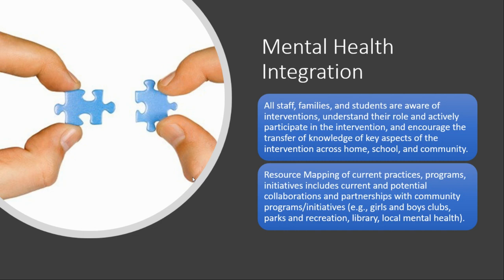Another strategy is resource mapping of current practices, programs, and initiatives, which includes current and potential collaborations and partnerships with community programs and initiatives. For example, the Girls and Boys Clubs, the Parks and Recreation, the library, the local mental health. So again, we want to ensure that we are using all of those resources and tools that are available to us. So we want to make sure all of our community partners understand our PBIS framework and how they could support this framework in the community, because again, we want to make sure that all of our stakeholders are engaged, they understand how they can support the mental health and the behavioral health of all of the students within the communities that they service.